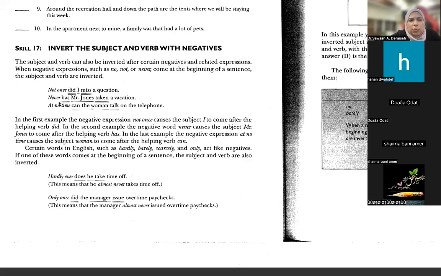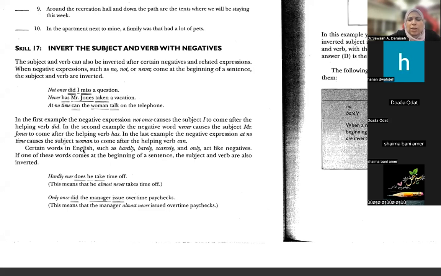In the second example, never has Mr. Jones taken a vacation, the negative word never causes the subject Mr. Jones to come after the helping verb has. So you see, Mr. Jones comes after has. In the last example, the negative expression at no time causes the subject woman to come after the helping verb can. So the subject, the woman, came after this helping verb, which is can.